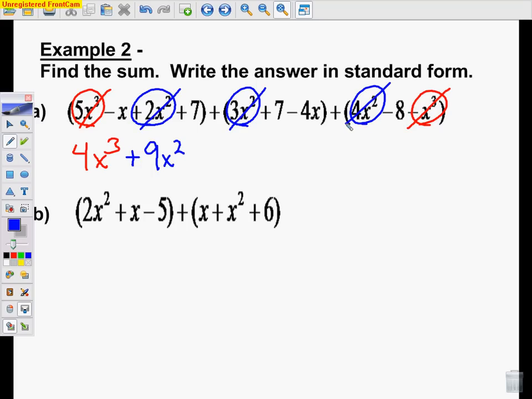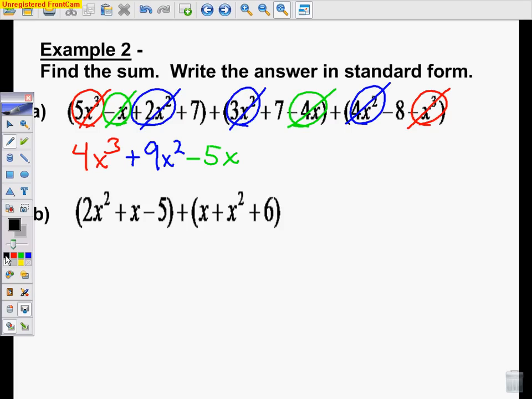Let's go down to the x's. All right, the x's, we have a negative x. And then we have a negative 4x. Negative x plus negative 4x is negative 5x. Remember, when you add like terms, the terms don't change. Okay, so those are done.